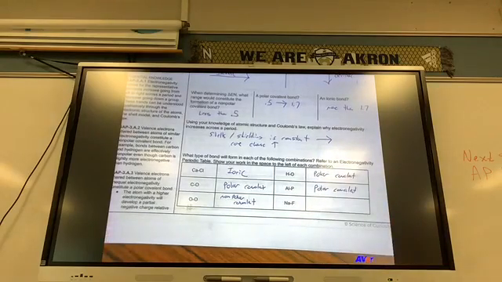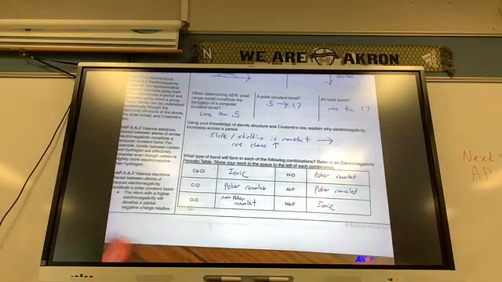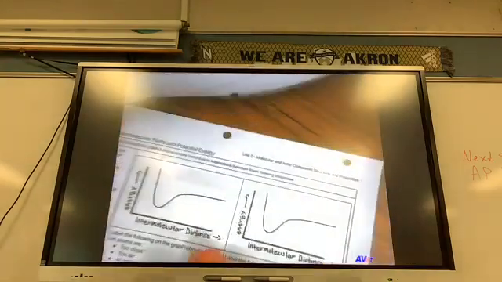NaF? Ionic. You don't have to memorize those numbers, but it's just talking about the difference between polar covalent and ionic. Guys, I stapled this one better.